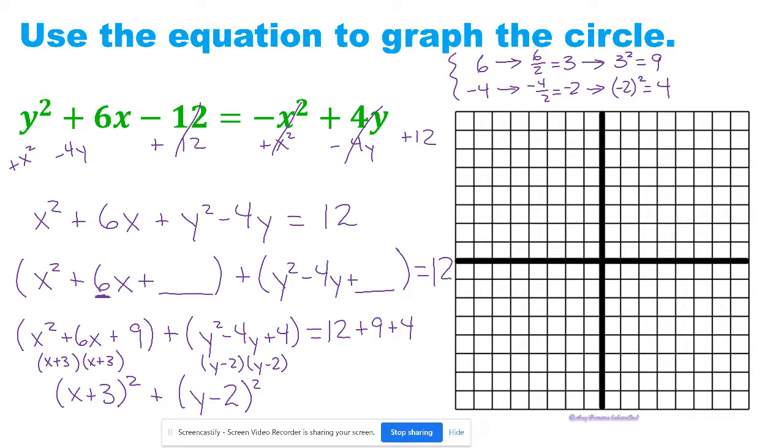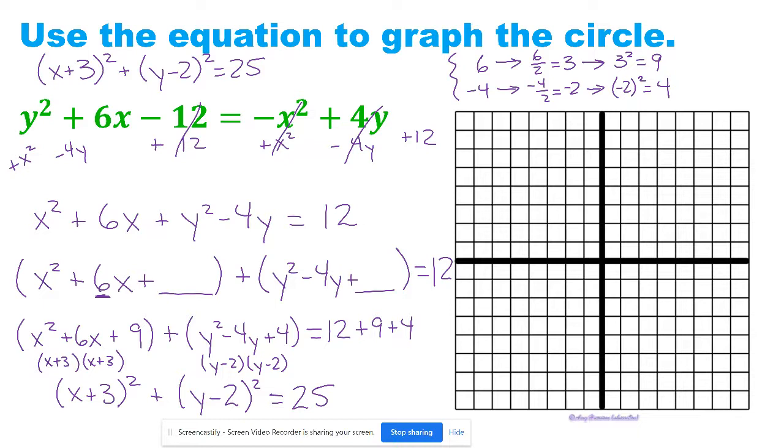Then on the right side of the equation, we have 12 plus 9 plus 4. So 12 plus 9 is 21 plus 4 is 25. So I'm going to rewrite this at the top because I know this is kind of messy. It might be kind of hard to read. But what we ended up with was x plus 3 squared plus y minus 2 squared equals 25. So that gives us something. We can look at this now.